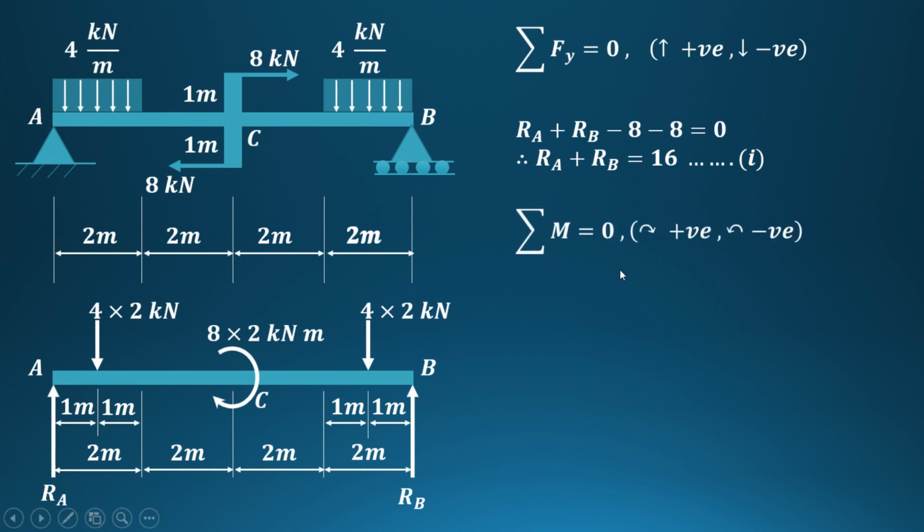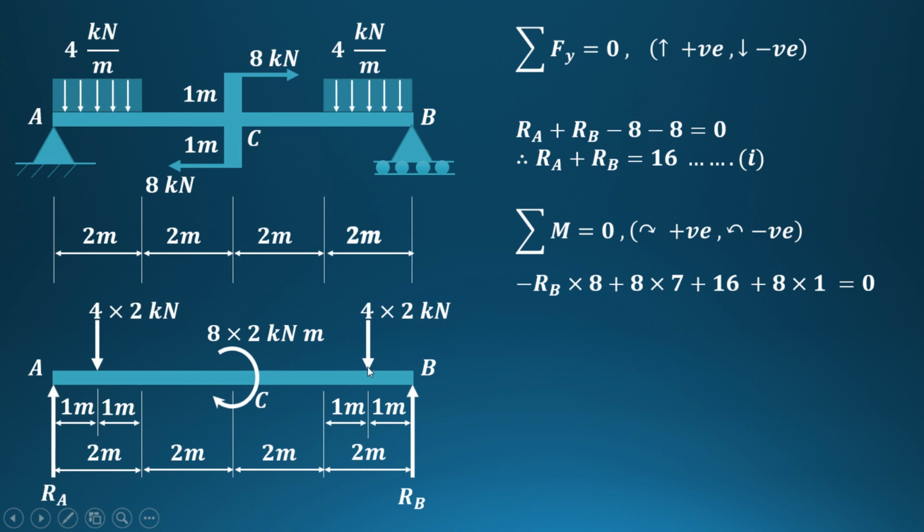The other condition of equilibrium is that the summation of moments is equal to 0. Clockwise moments are considered positive, whereas anti-clockwise moments are considered negative. Now taking moments about point A, start with RB. The upward arrow of the reaction RB will produce an anti-clockwise moment about A, and the perpendicular distance from B up to A is 2 plus 2 plus 2 plus 2, that is 8. So that is minus RB into 8. As it is in the anti-clockwise direction, the negative sign is there.